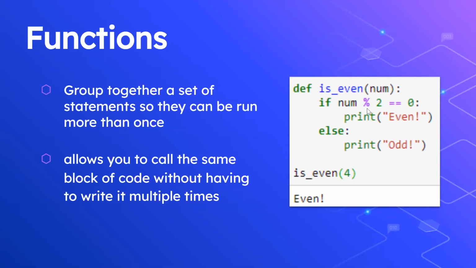So if num modulo 2 is equal to 0, print even. Modulo is like division, except that it returns a remainder. So if the number divided by 2 has a remainder of 0, then this number is even. If not, it's odd. So this is a pretty simple function. Is even 4? It is even. So it's going to print even.